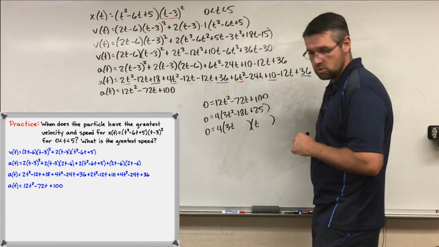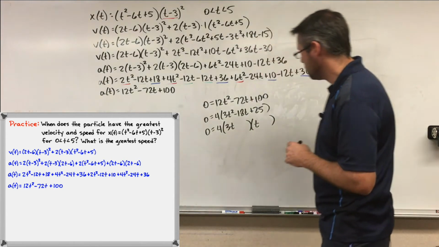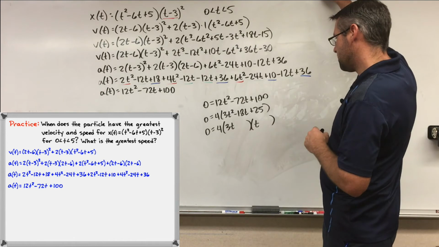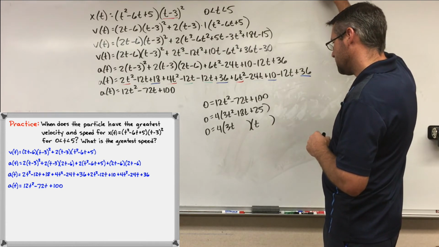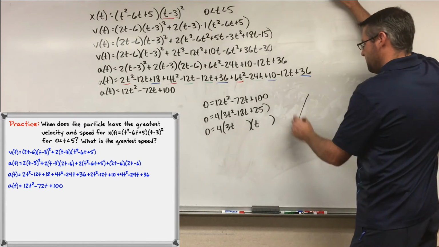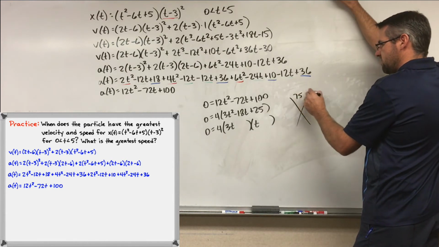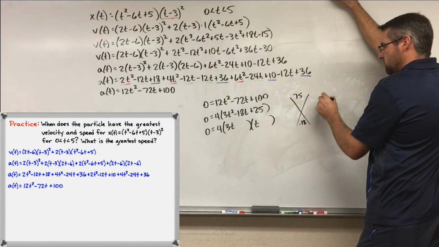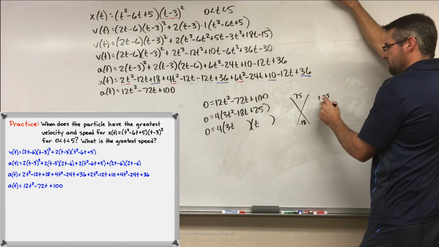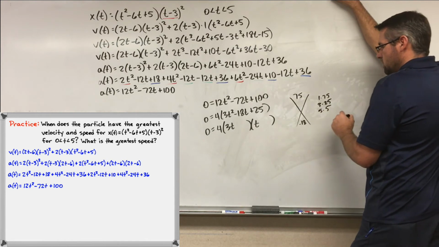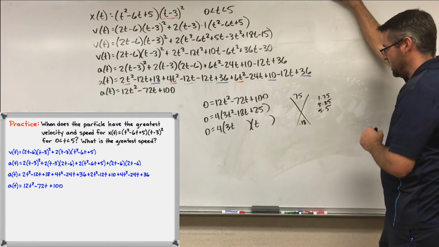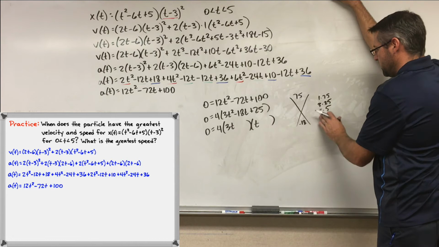12t squared minus 72t plus 100, divided by 4. That's right. So what multiplies to 25? Sorry, what multiplies to 75 and adds to negative 18? Well, that'd be 1 and 75. Going back to math 2 here. 3 times 25, 5 times 5. We're looking for something that adds up to negative 18. No, 70. Where am I getting these numbers from?